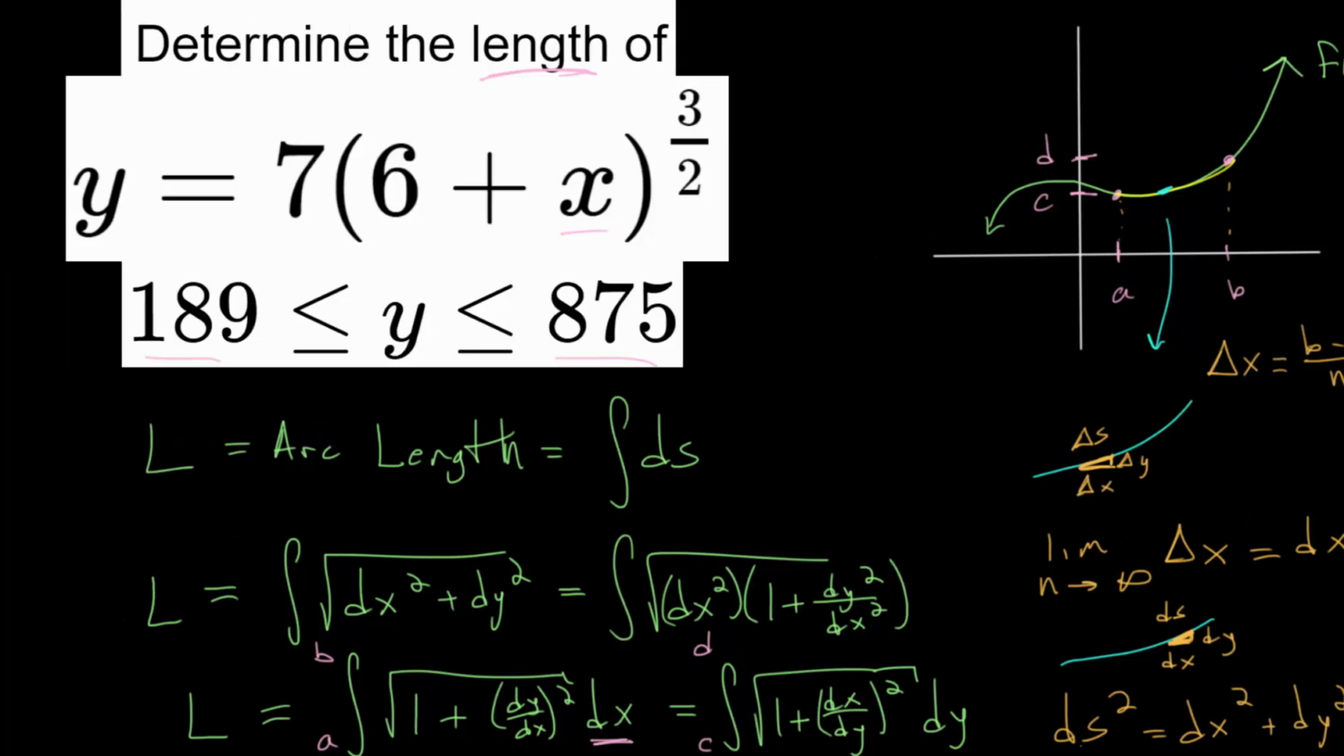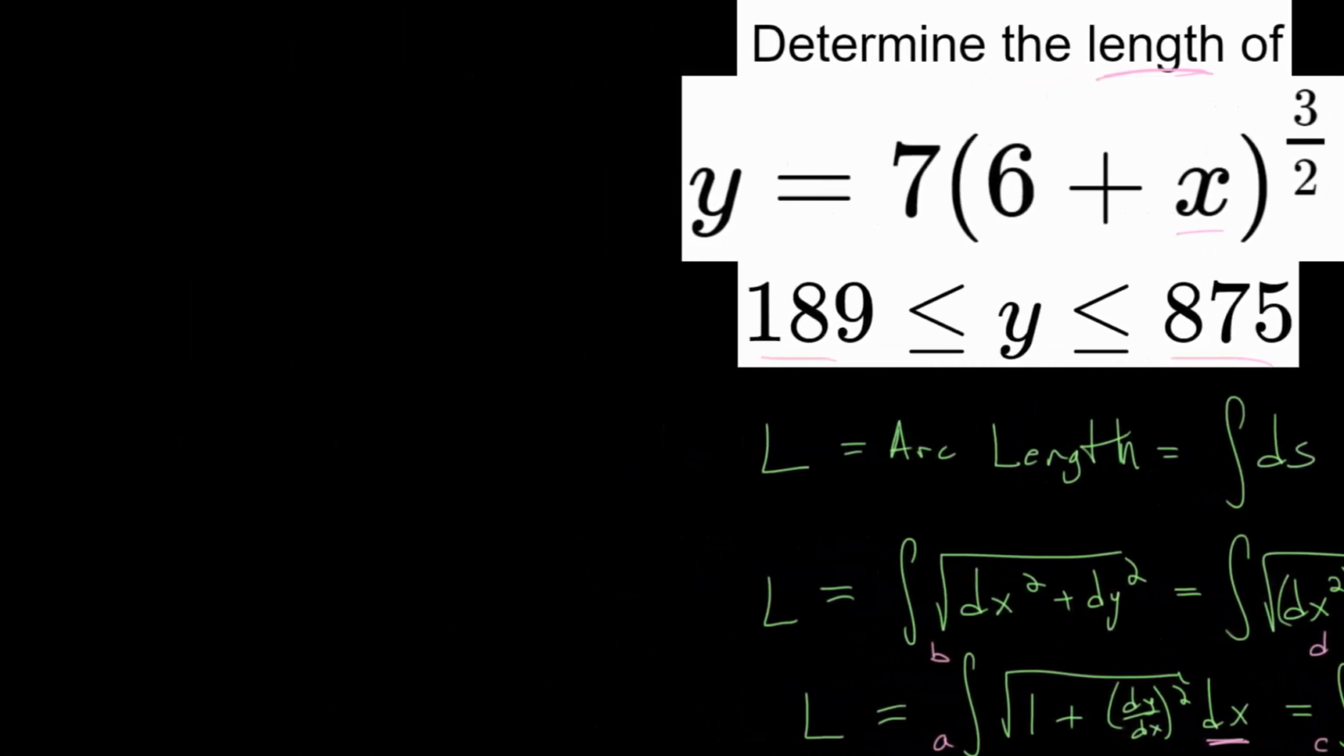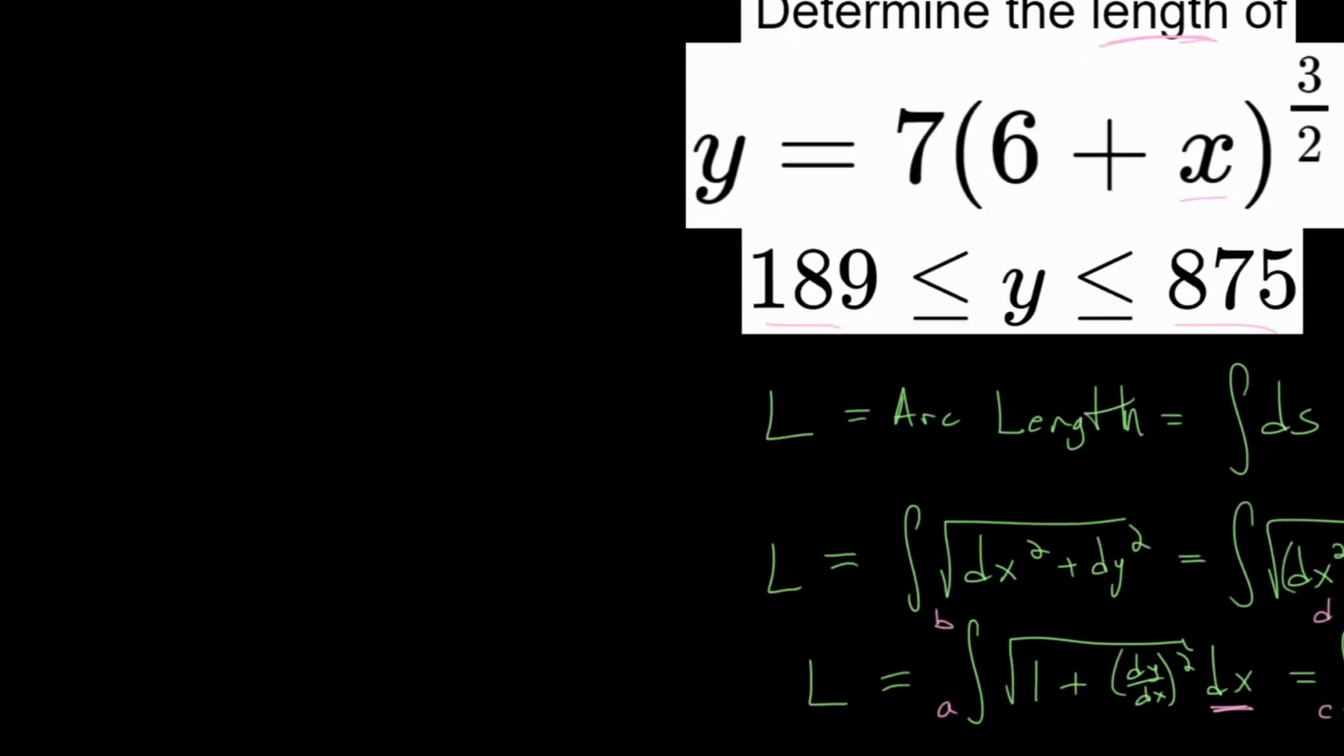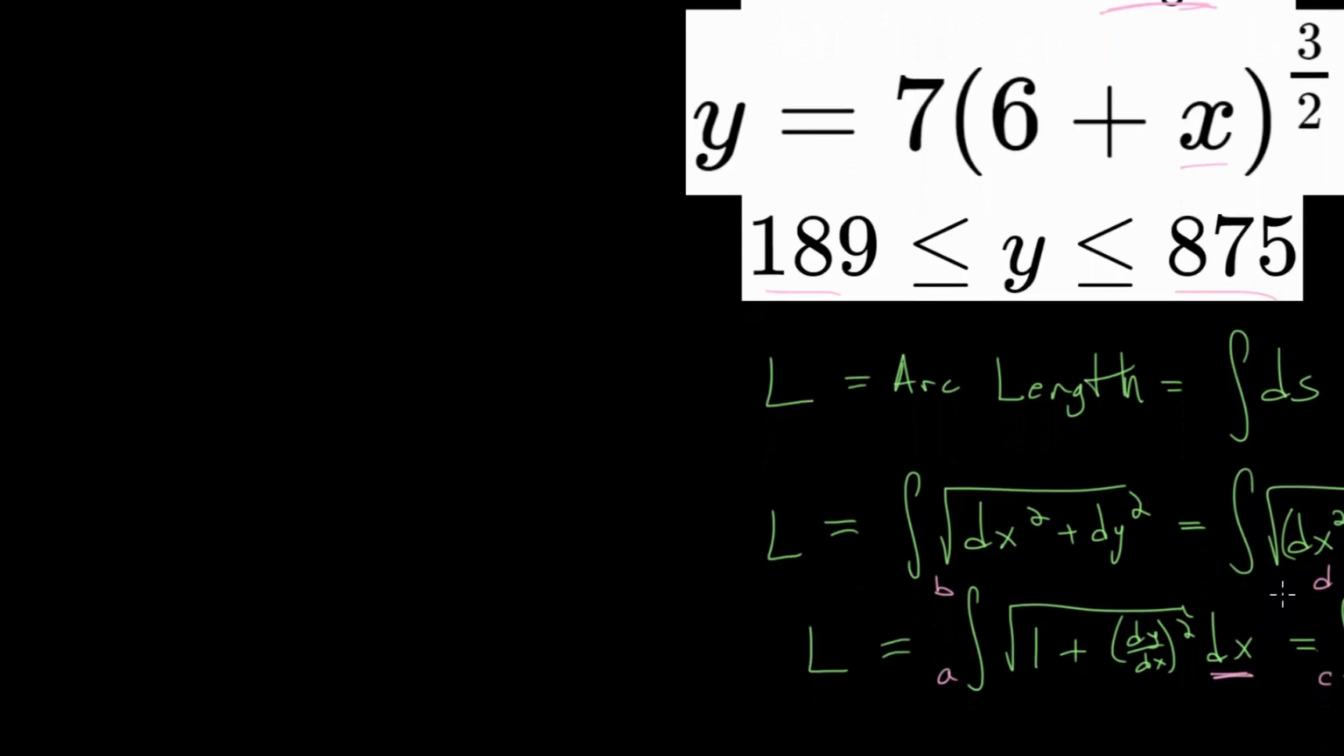So let's make a little bit of room, and we can apply this formula. Again, we're using the formula where we have dx rather than dy. And because of that, we will need to find the x values such that y is equal to 189 and 875. So let's start with that. Let's change our bounds first. For 189, we will just plug that in for y, and we just need to solve this for x. We need to perform a little bit of algebra here.